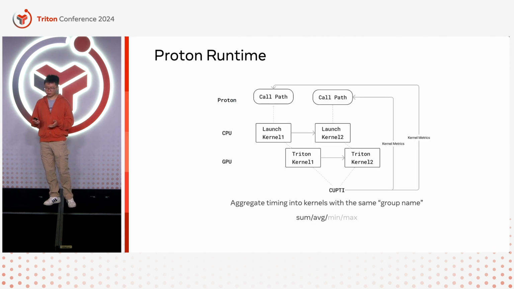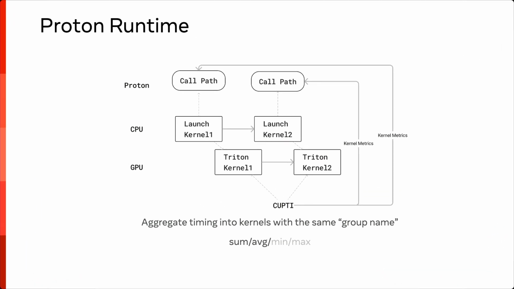Here's how Proton, the profiler's runtime, works. On the CPU, we just launch kernels as usual, without intercepting them, and each kernel will be offloaded to the GPU. On the GPU side, we use vendor-provided libraries like CUPTI and Roctracer.